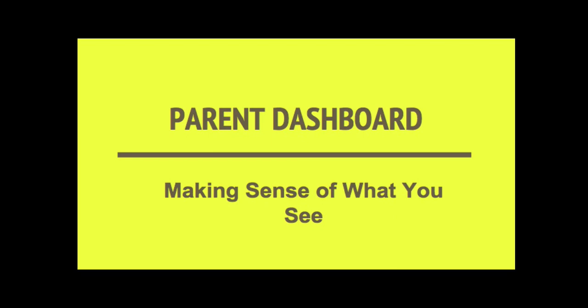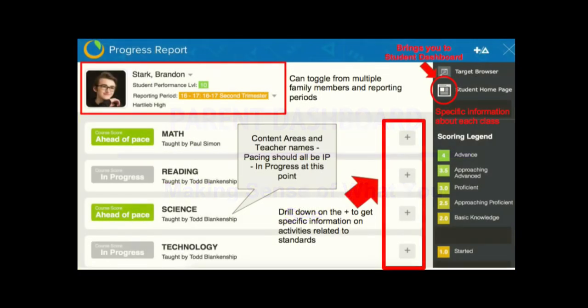Once you change your password, you will be on the parent dashboard page. We're going to look at how we can make sense of what you see on this page so you can actually keep track of your child or any of your other children within the district and look at proficiency towards various standards identified in each content area. This progress report page has a lot of information in regards to your child and how they are performing in each content area.